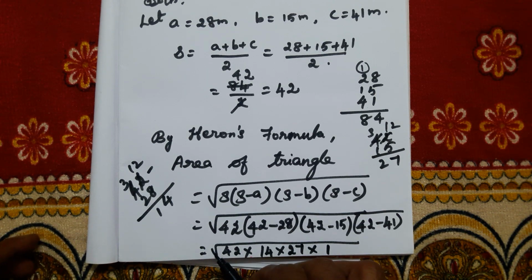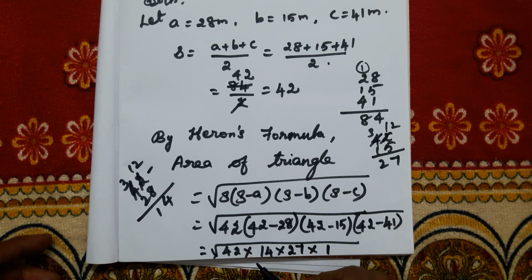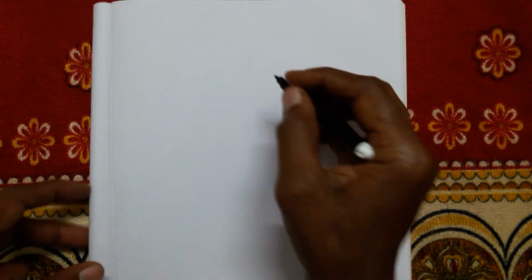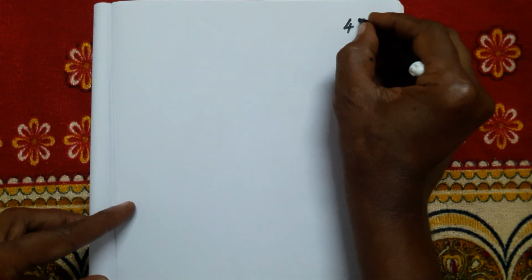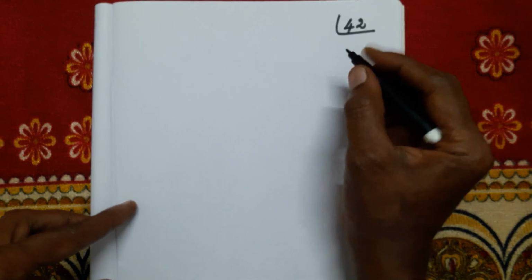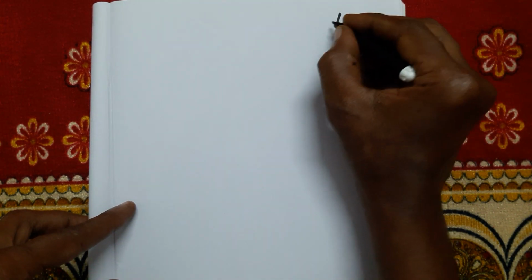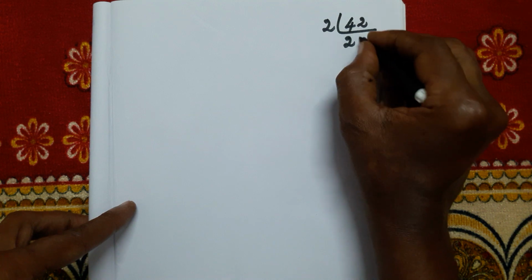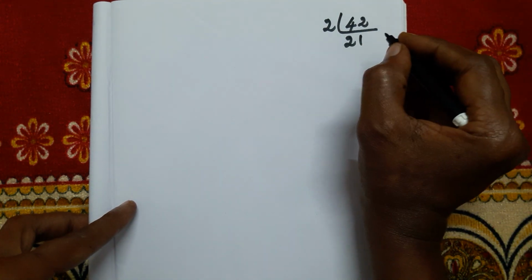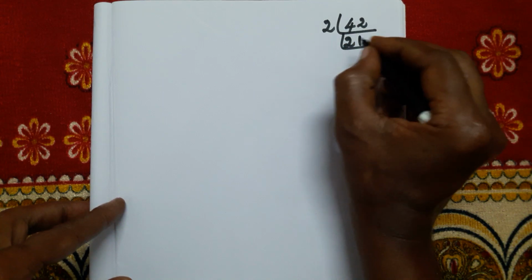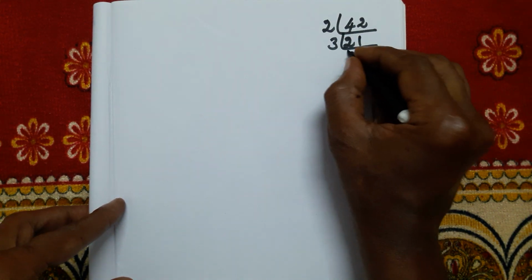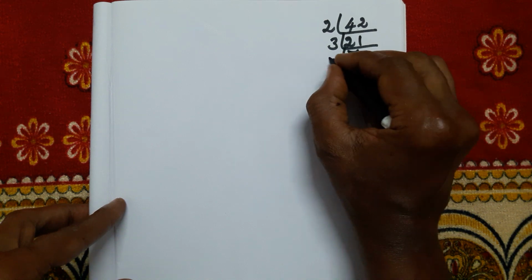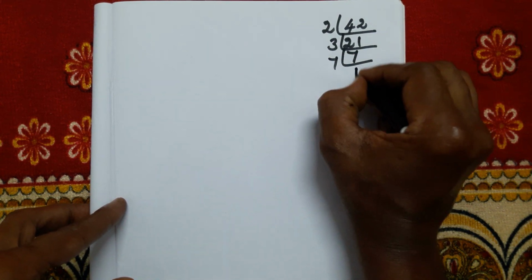Next, we have to factorize. Multiplying first and then factorizing is difficult, so first itself factorize 42, 14 and 27. When we factorize 42, which table can we use? The 2 table. 2 twos are 4, 1 two is 2. Again, the 3 table: 7 threes are 21. Then the 7 table: 7 ones are 7.